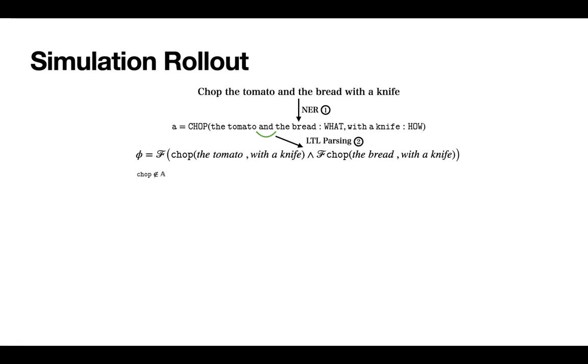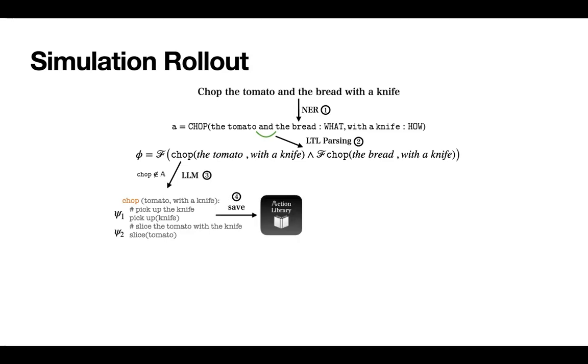We then check whether the verb chop is in the primitive action set or the action library. We do not find it in either set, so we prompt the LLM and generate a plan that splits the chop action into two subformulae, psi1 and psi2, of known primitive actions. This action reduction policy is saved to the action library.